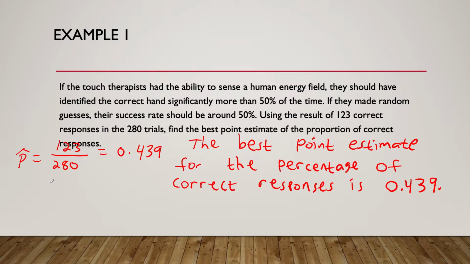Using the result of 123 correct responses in the 280 trials, find the best point estimate of the proportion of correct responses. So p hat, we're going to take that 123 correct responses, divided by 280 trials. Toss that into a calculator, you get about 0.439, rounded to 3 decimal points, of course. The best point estimate for the percentage of correct responses is 0.439.